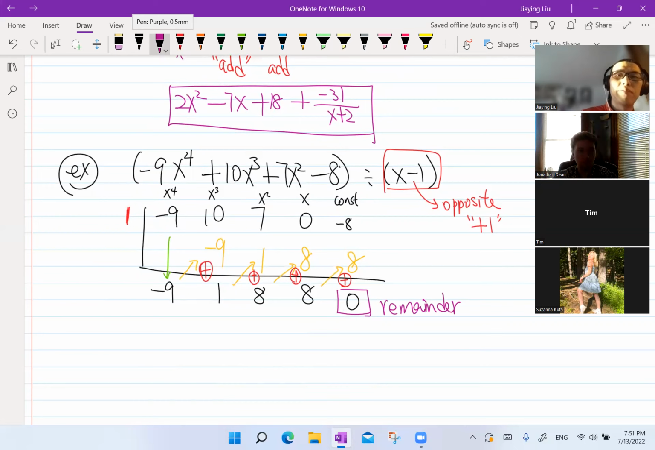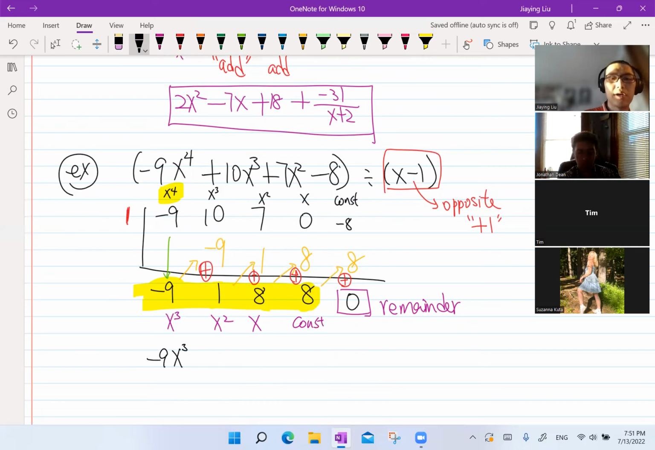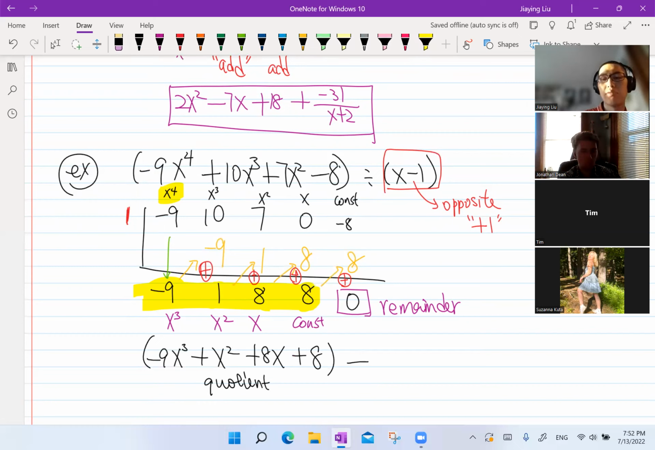Because I began with x to the 4th power, the numbers at the end are the coefficients of the quotient. So in the quotient, I don't begin with x to the 4th power. I begin with x cubed, x squared, x, and a constant. So at the end I have -9x cubed plus x squared plus 8x, and then plus 8. So this is my quotient. And like I said, the remainder is 0, so there's no need to write the remainder.